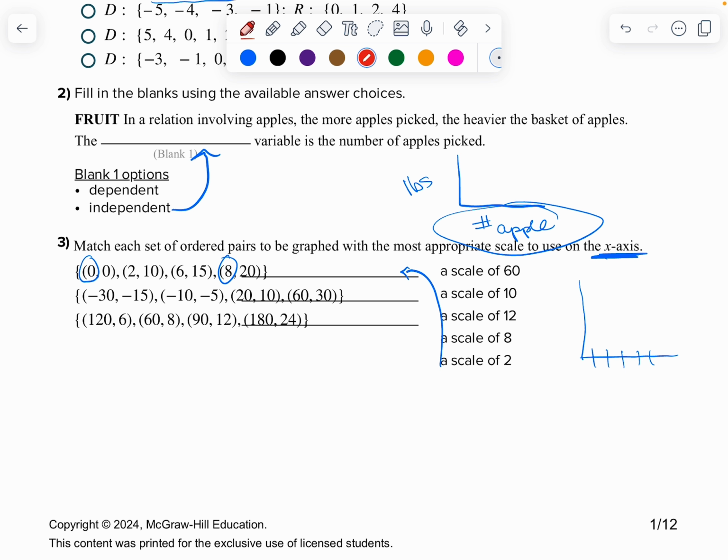And then I'll do red. So the lowest number on this is -30. The highest is 60. I think I would do a scale factor of 10 on that. Last but not least, this starts at 120. Oh no, it does not. We have the lowest value is 60. The highest value is 180.